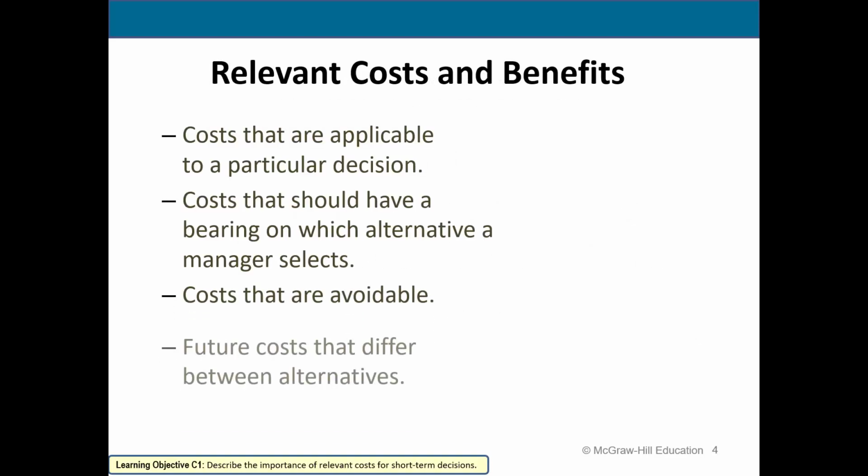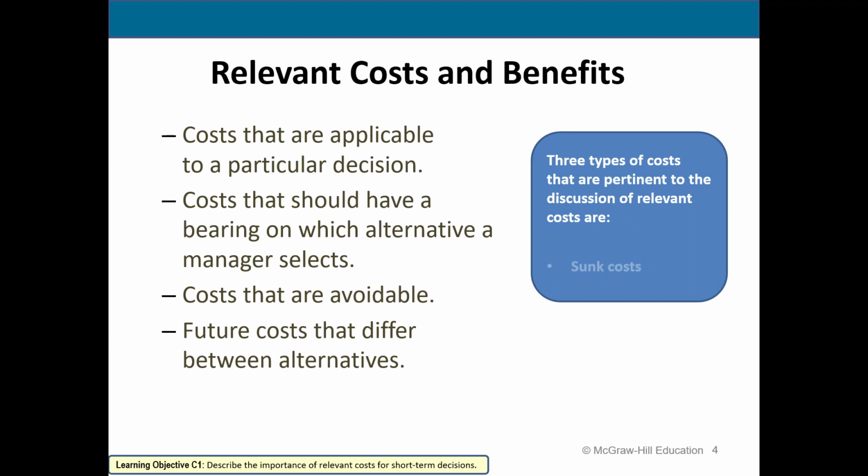In making short-term decisions, managers focus on costs which are relevant. Relevant costs are ones that make a difference. They're also called incremental or differential costs. So these are the additional costs that are incurred if a company pursues a particular course of action. Management also has to consider incremental revenues, which are the additional revenues generated by selecting a certain course of action over another.